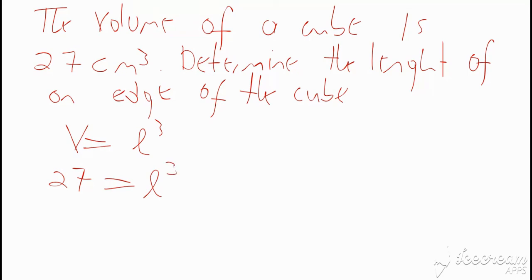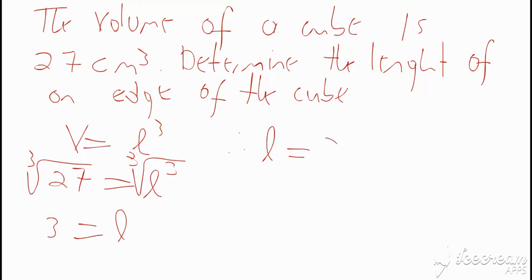Of course, we want to find what L is, so we need to get rid of the cube. And the opposite of a cube here would be the cube root. So we're going to have to find the cube root of both sides. Now the cube root of 27 is 3, because you multiply 3 by itself 1, 2, 3 times to get 27. So this becomes 3 equals L. So therefore, the length is equal to 3 centimeters. Don't forget the unit.